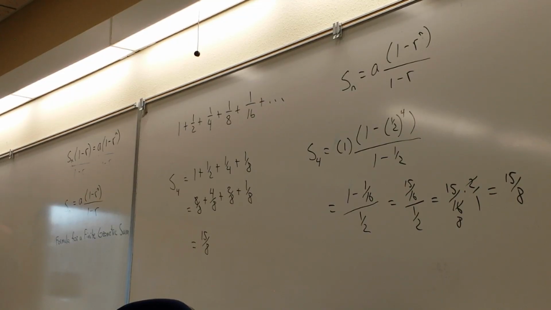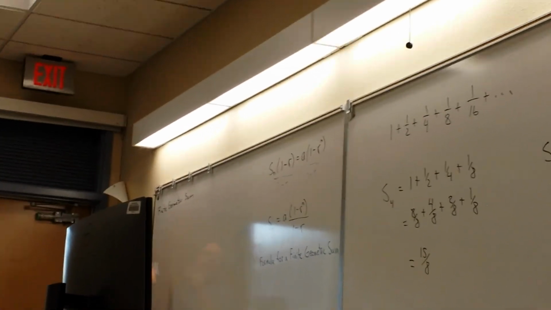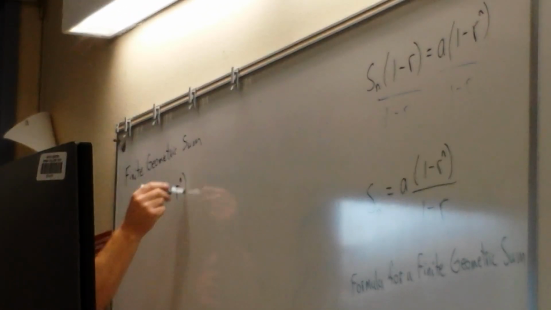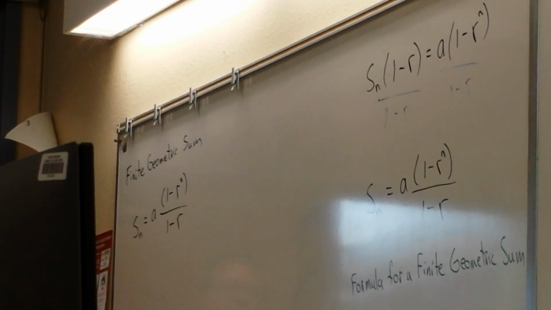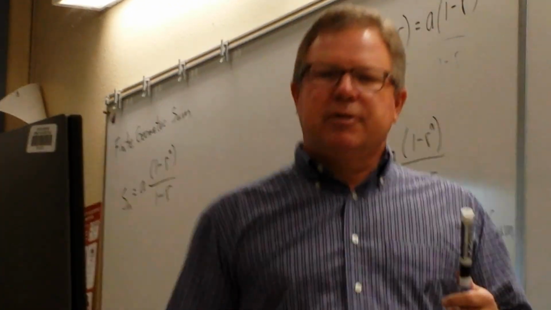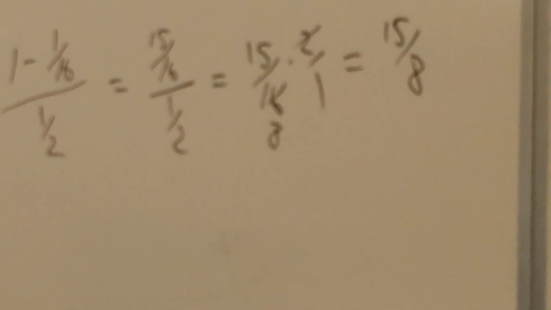Finite geometric. S equals A times 1 minus r to the n over 1 minus r. So we did a simple example here where r is 1/2. Well, we'll hit some others later. All right, any questions?